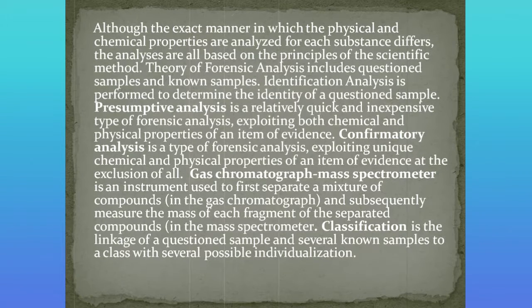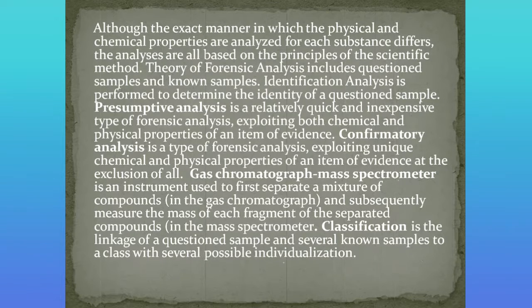Identification analysis is performed to determine the identity of a question sample. Presumptive analysis is a relatively quick and inexpensive type of forensic analysis, exploiting both chemical and physical properties of an item of evidence. Confirmatory analysis is a type of forensic analysis, exploiting unique chemical and physical properties of an item of evidence to the exclusion of all others.